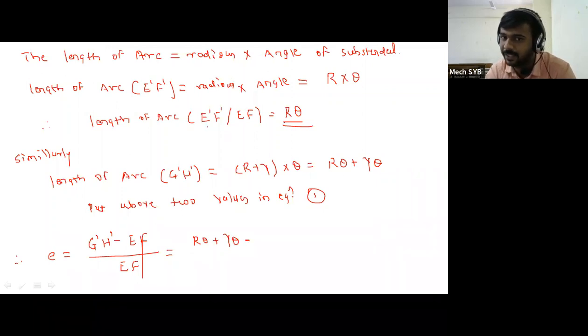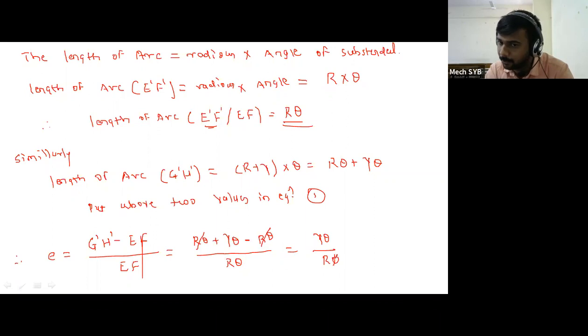What is the value of EF? It means the value of E dash F dash. Correct? Did you understand this? How did E dash F dash is equal to EF come? Okay. Minus R theta divided by R theta. Okay, from the numerator plus R theta minus R theta will get cancelled. The remaining term is y theta divided by R theta. Theta from the numerator and theta from the denominator will get cancelled. What remains? y divided by R. This is equation number 2: e is equal to y upon R.